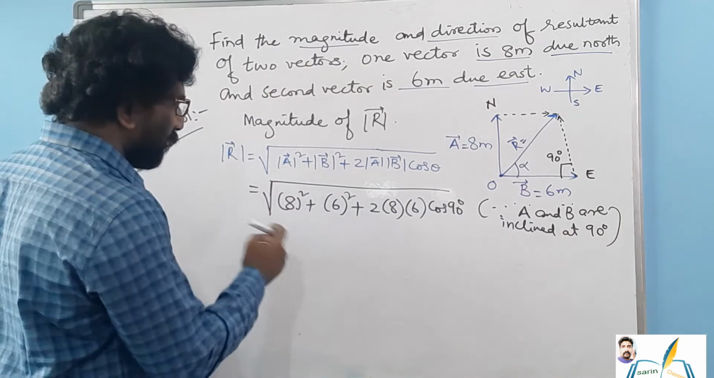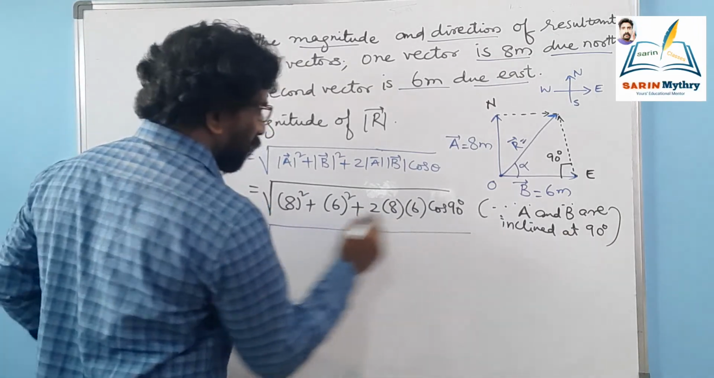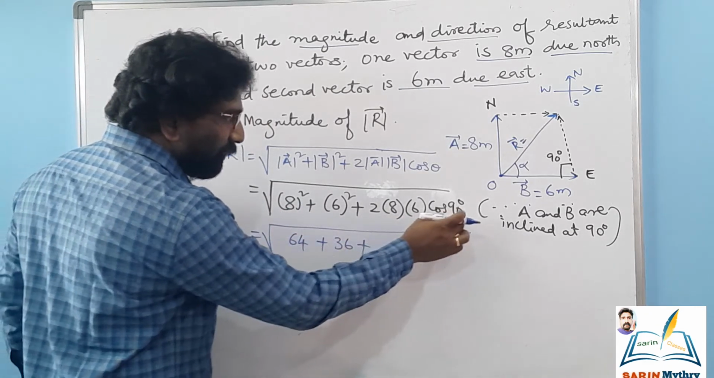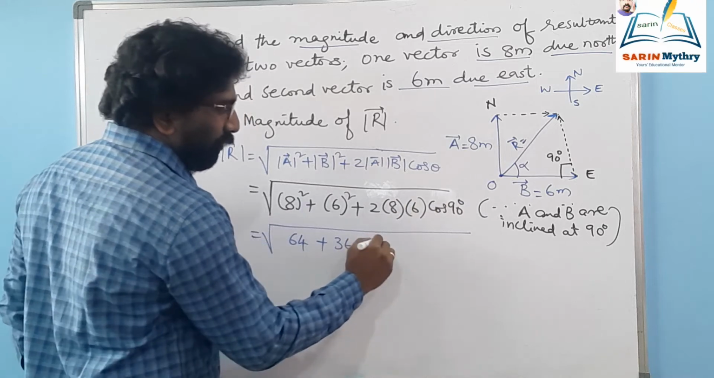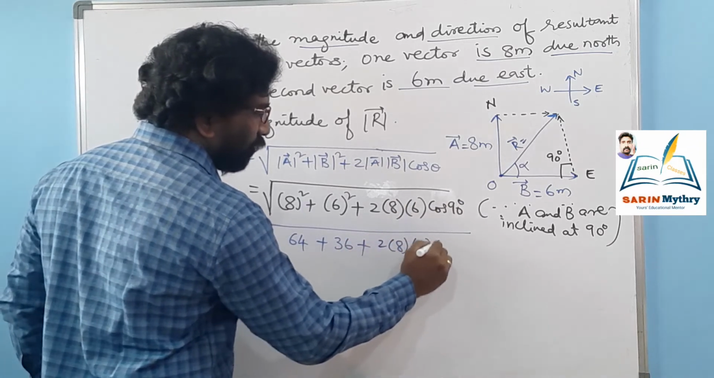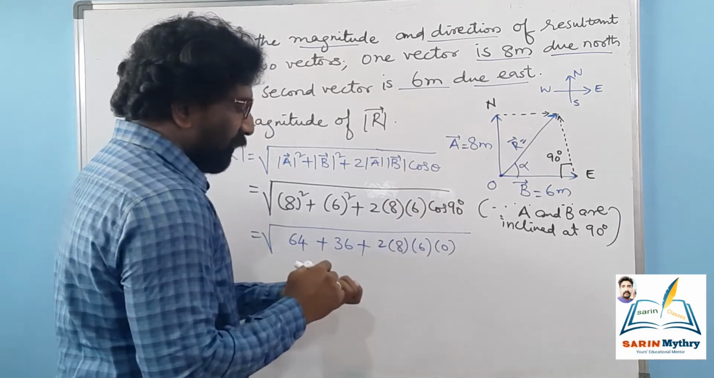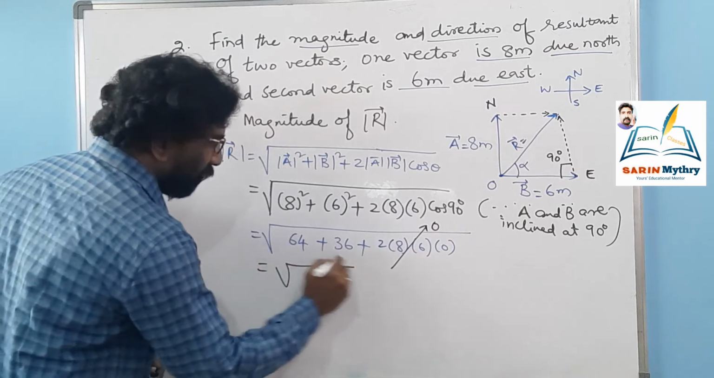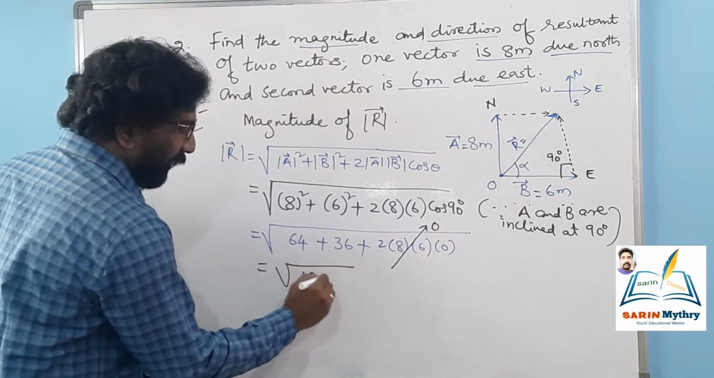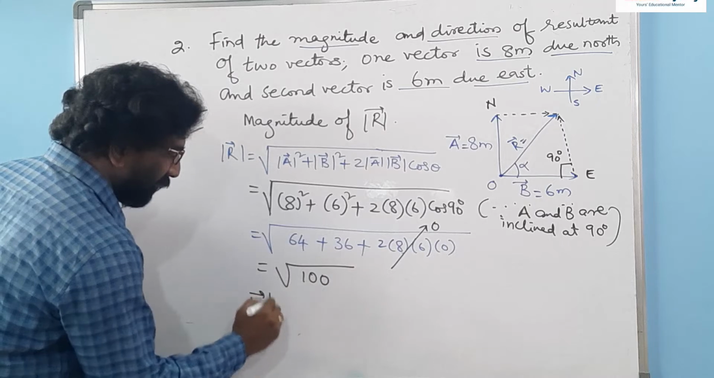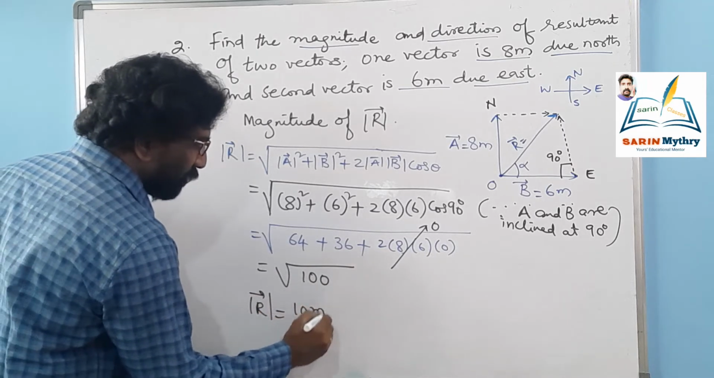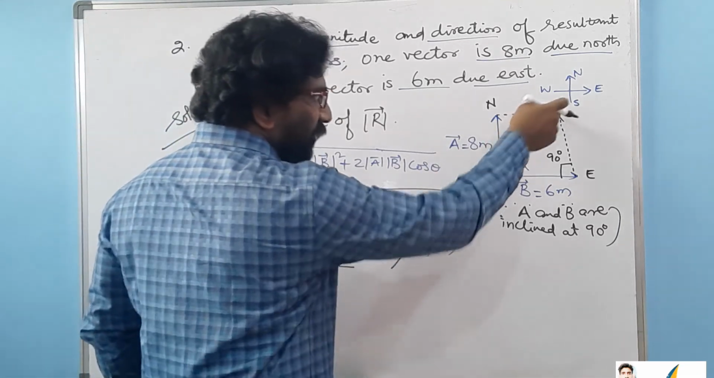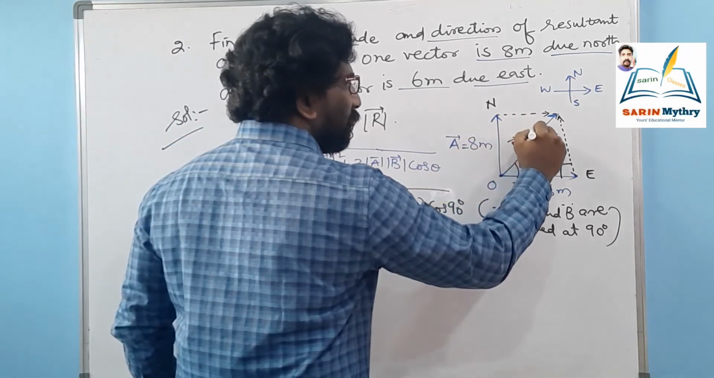If that is the case, let us now solve this. It is 64 plus 36 plus 2 into 8 into 6 into cos 90. Cos 90 is 0, so this entire term will become 0. So you get the answer as root of 64 plus 36, which is 100. So now your resultant vector R is equal to 10 meters. This is the magnitude of the resultant vector. The length of this resultant vector is 10 meters.